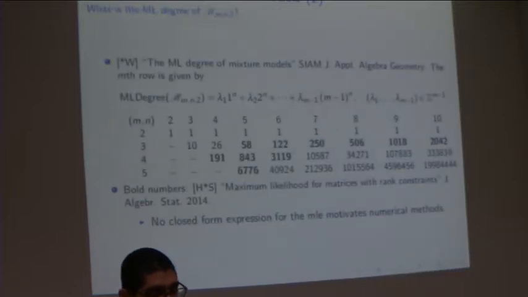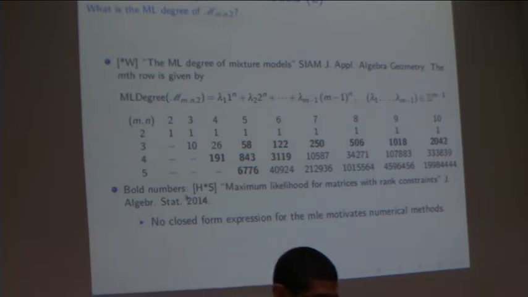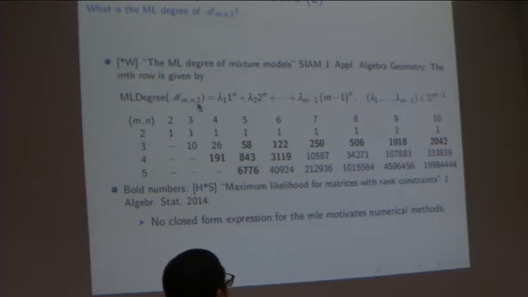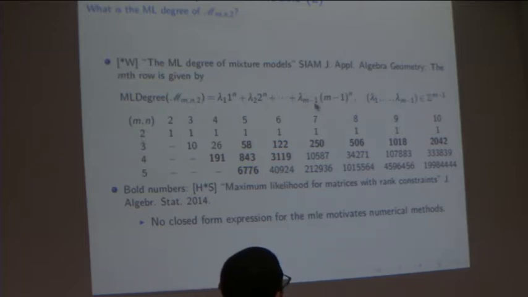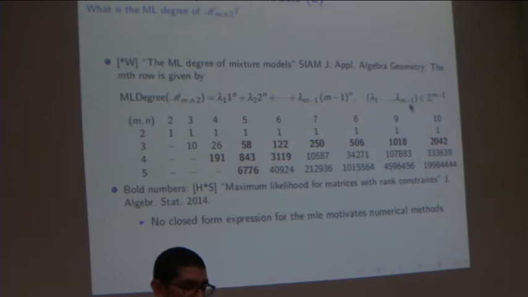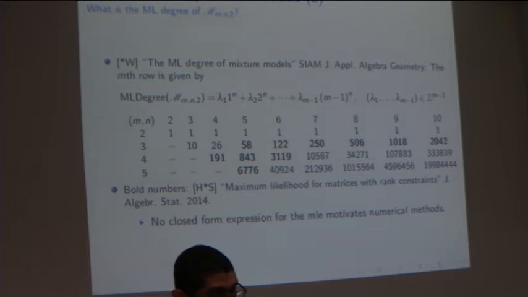So what we did is we used some tools in algebraic topology to show that the ML degree of this two-mixture case is given by this formula here for some choice of lambda 1s and for some choice of lambdas. And so we give a recursive way to actually compute these numbers.